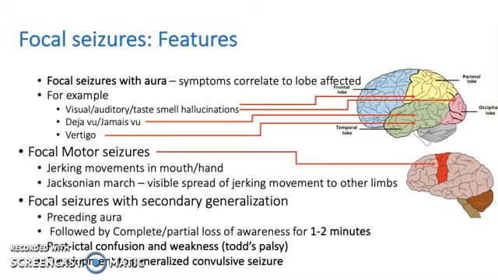Focal seizures with secondary generalization often present with a preceding aura, as mentioned previously, followed by complete or partial loss of awareness that usually lasts for 1 to 2 minutes. In the period of recovery, the patient may be confused and may also experience muscle weakness. This post-ictal weakness is known as Todd's paralysis or Todd's palsy. This type of seizure may also develop into a convulsive seizure after the preceding aura.